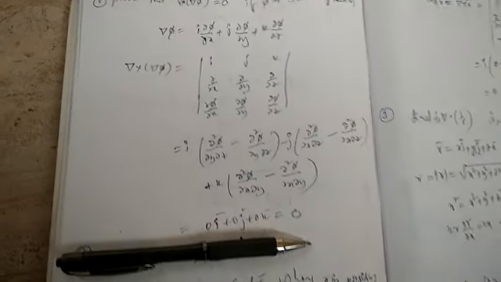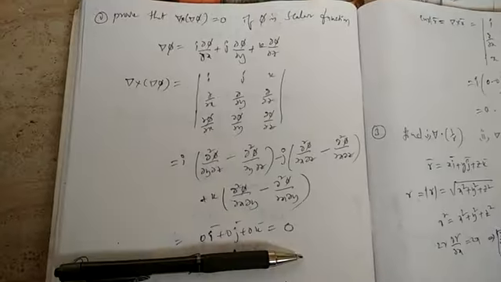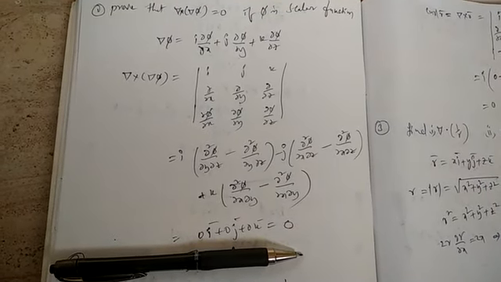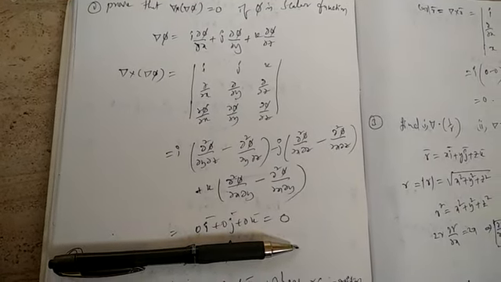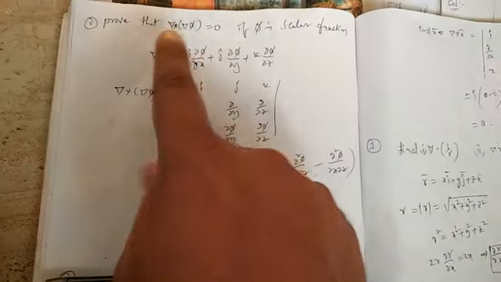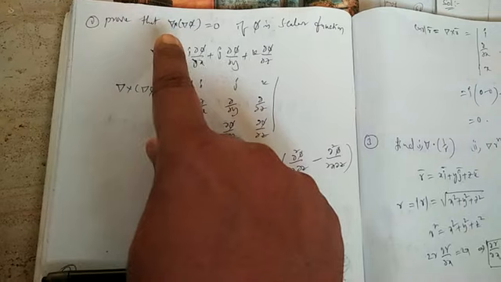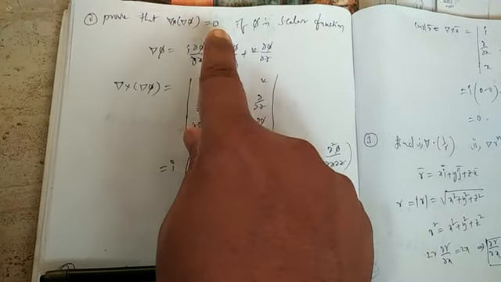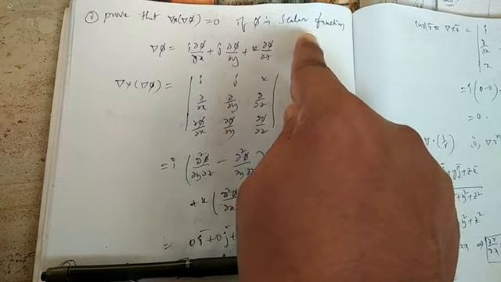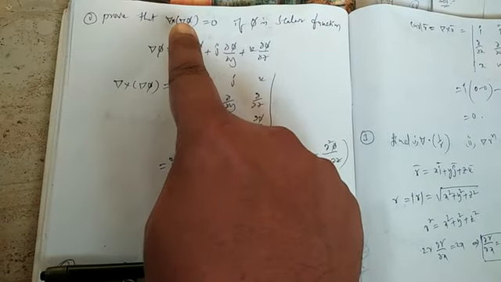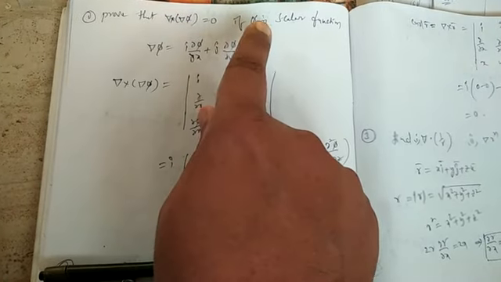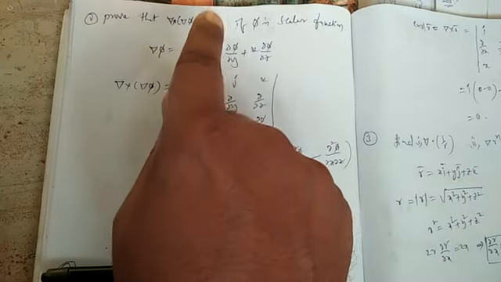Hello everyone, in this class we are going to discuss problems on the del operator and some other problems on position vector R. Now look at the first problem. Prove that del cross del phi equals 0, where phi is a scalar function. When I apply del first on phi, it should be the gradient, not the divergence.